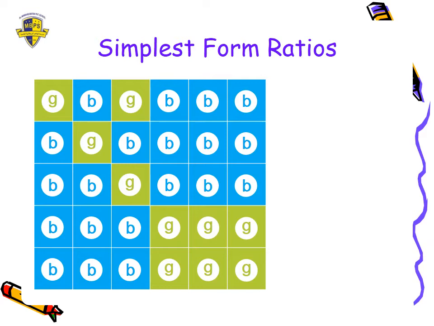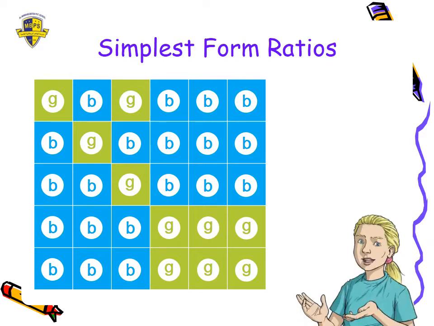Here we have another example, grade 5. Same. We want to count the number of green squares to the number of blue squares. So who can tell me how many green squares we have? Excellent, 10. And how many blue ones? Good, there are 20. So the ratio here is 10 to 20.